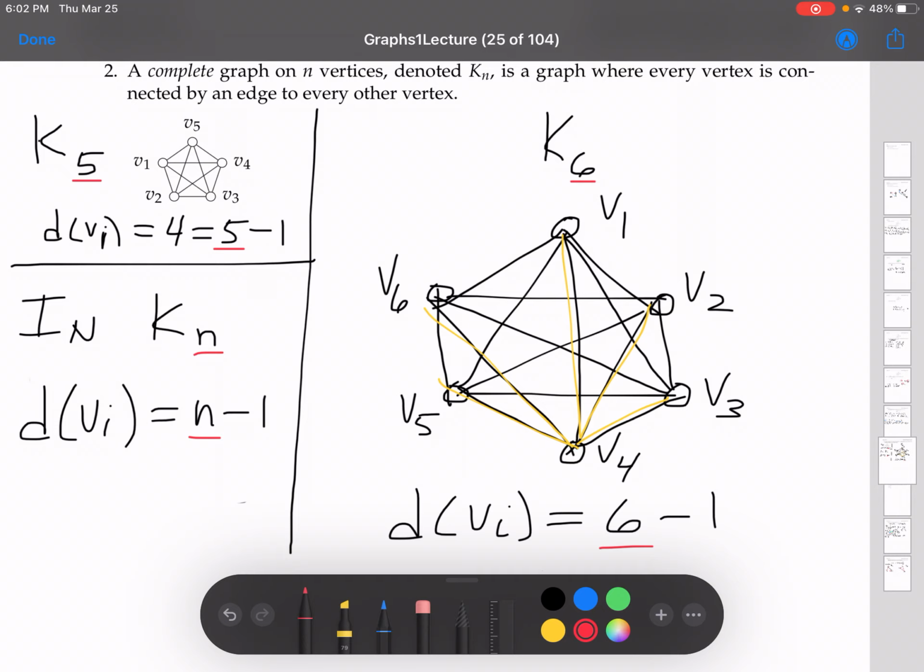We don't allow self-loops, right? So we don't allow this sort of thing. We don't allow that. Simple graphs. But in the case of K6, V3 has 5 others to be connected to, and we have all possible edges. So in Kn, every vertex has n minus 1 others to be connected to by an edge.